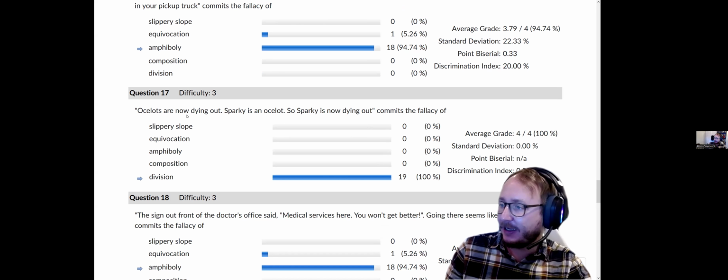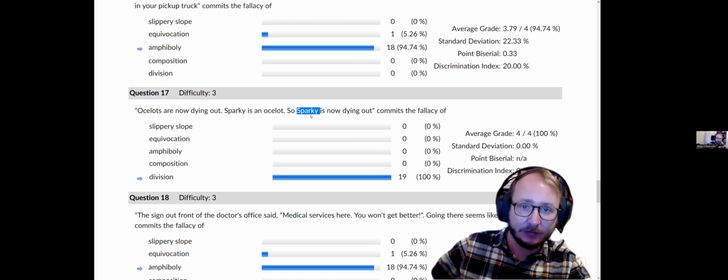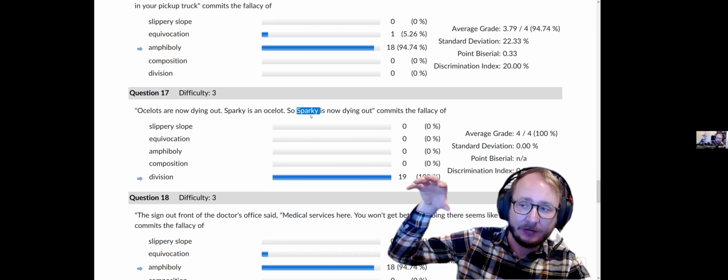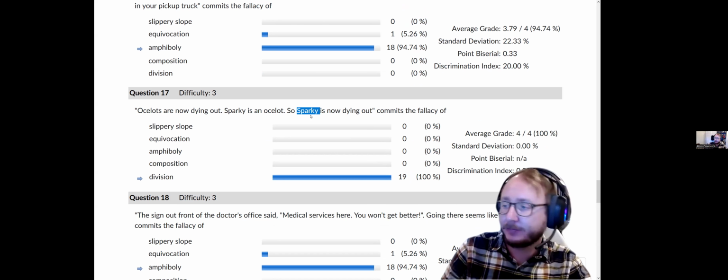Question 17. Ocelots is the group. That's the whole thing, right? And the conclusion is about Sparky, this individual ocelot. So we're starting out with the whole thing and drawing a conclusion about one of the parts.